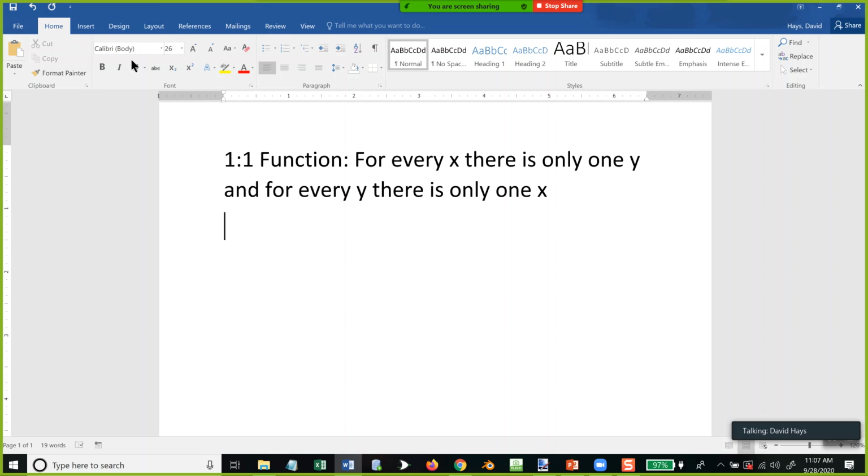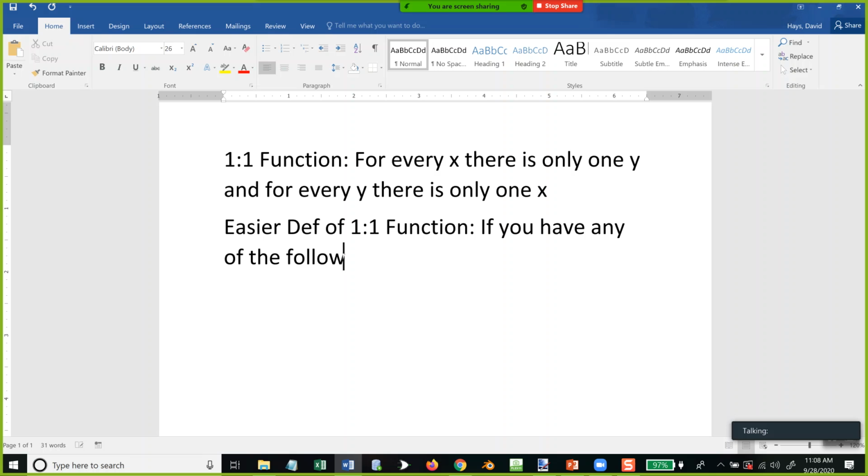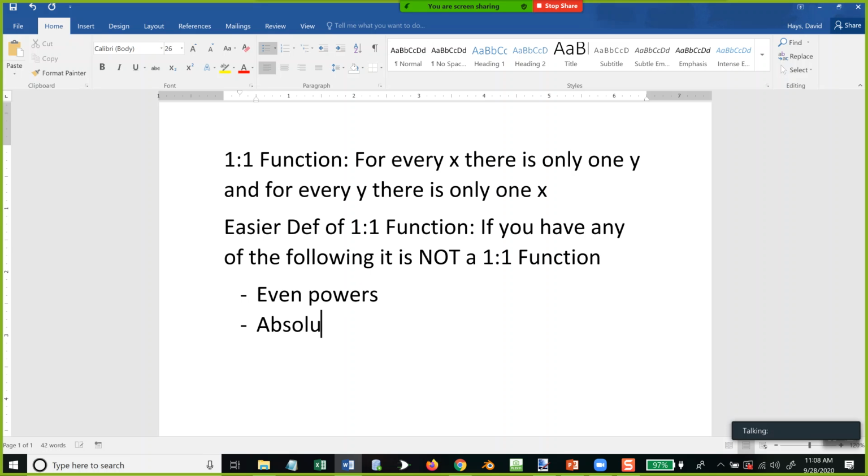Now that's a hard definition to work with. So an easier definition of a one-to-one function says if you have any of the following, it is not a one-to-one function. You can't have even powers. You can't have absolute values. And you can't have the plus or minus symbol. There's actually a little bit more than that, but those are the three that we'll really focus on in this class.